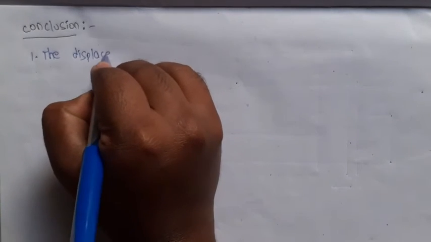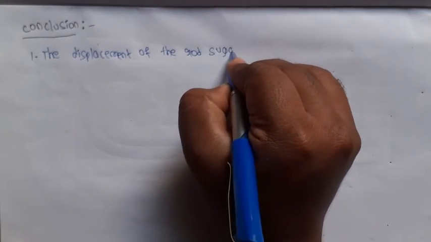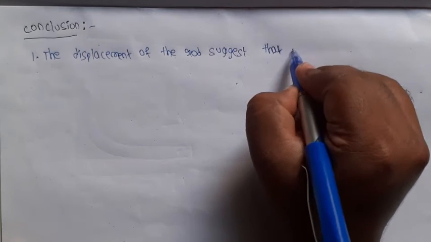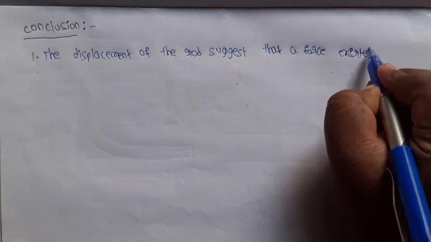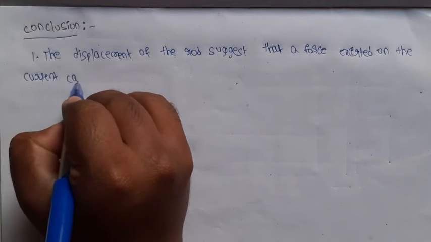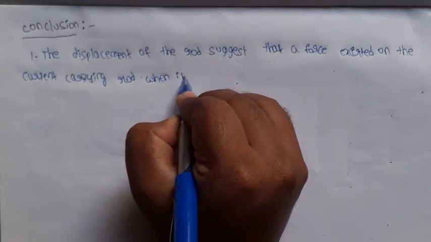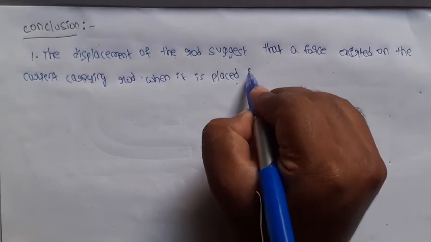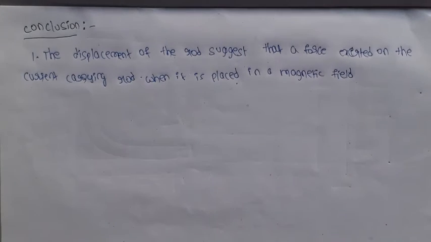What are the conclusions of the experiment? First point, the displacement of the rod suggests that a force is exerted on the current carrying rod when it is placed in a magnetic field. That is the first point.